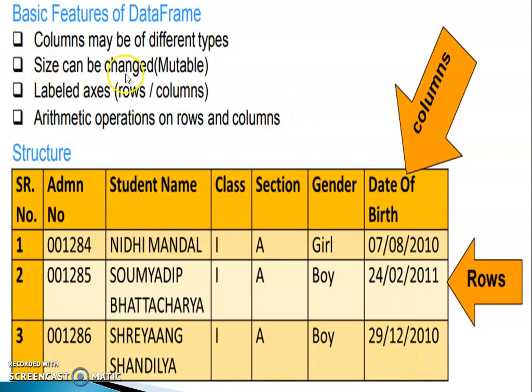Okay, size can be changed, that is mutable. Labeled access on rows and columns. Arithmetic operations on rows and columns. We can perform different types of operations on rows and columns. Clear?